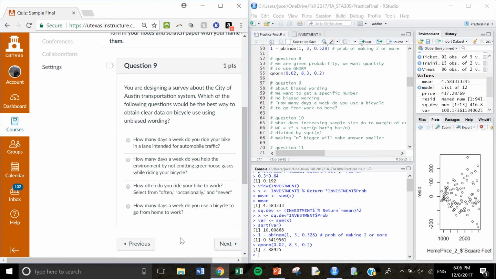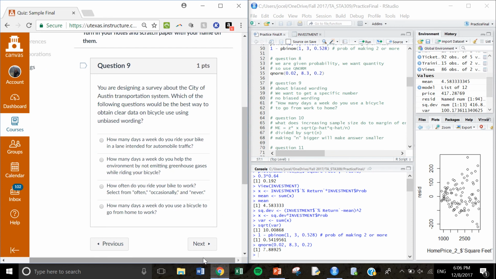Question 9. We're designing a survey about the City of Austin transportation system. Which of the following questions would be the best way to obtain clear data on bicycle use using unbiased wording? So we're looking for 2 things. We're looking for clear data and we're looking for unbiased wording.